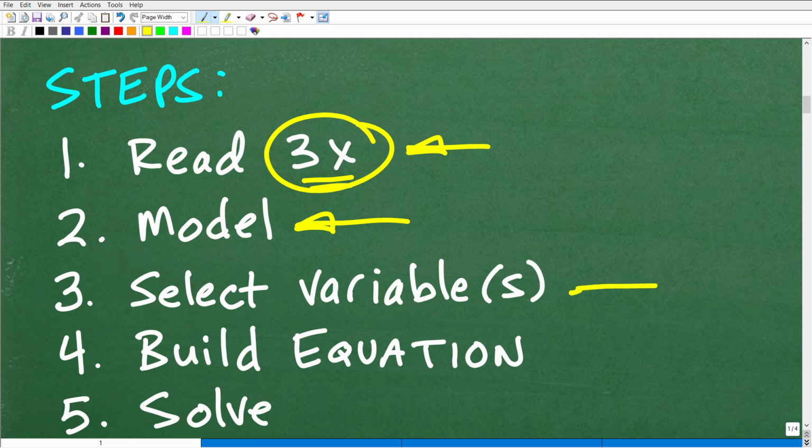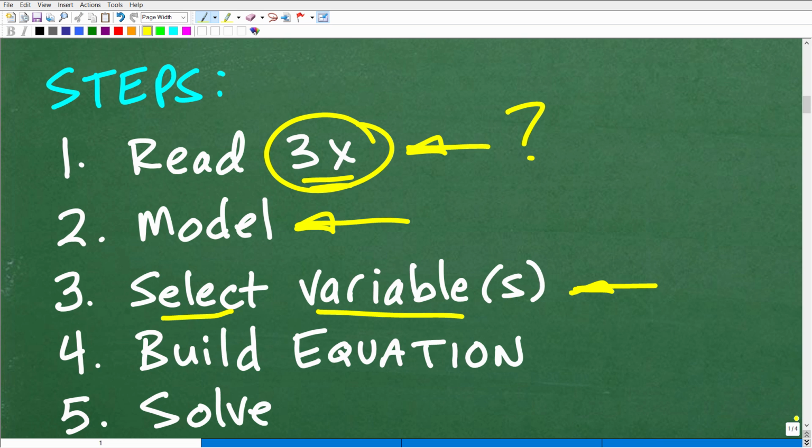Now, we are talking about algebra, so you're going to have to express things in terms of a variable, right? So you're looking for some unknown value, right? The question is asking you to find some unknown value. And when you select a variable, typically that variable is going to represent that unknown that you're looking for, right? So we need to select and define some variables, a variable or variables, depending on the type of problem that you have.